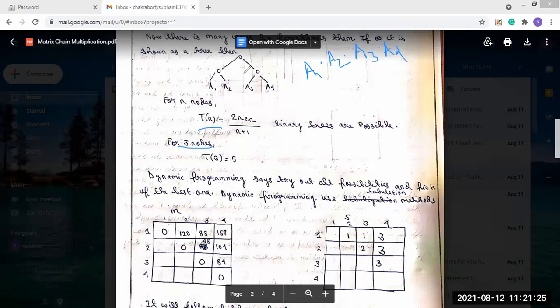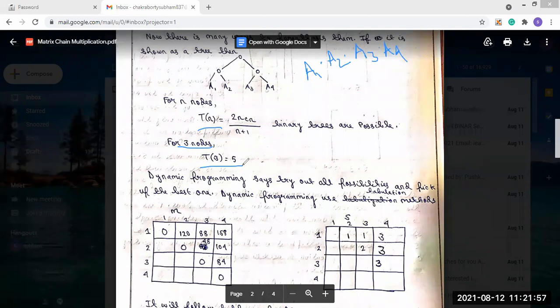So for these 3 nodes, if we substitute the value 3 here, our value will become T3 equal to 5. We can see how many ways we can multiply them, how many possible ways are present. So a total of 5 possible ways are present, and we will solve it through dynamic programming.